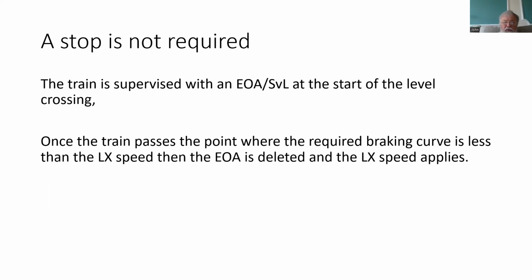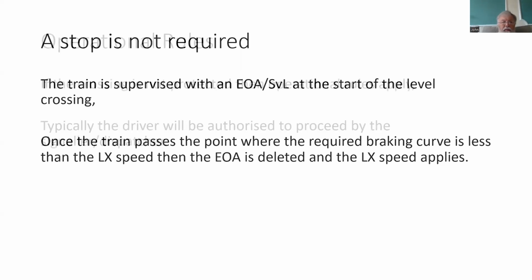If the stop is not required, then once the train has been supervised down to the speed of the level crossing and reached the point where the braking curve intersects the level crossing speed, then again the end of authority is deleted and the level crossing speed applies. And the driver will see the movement authority being updated in the planning area.